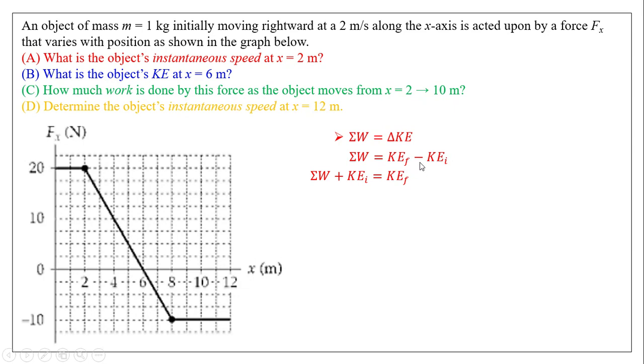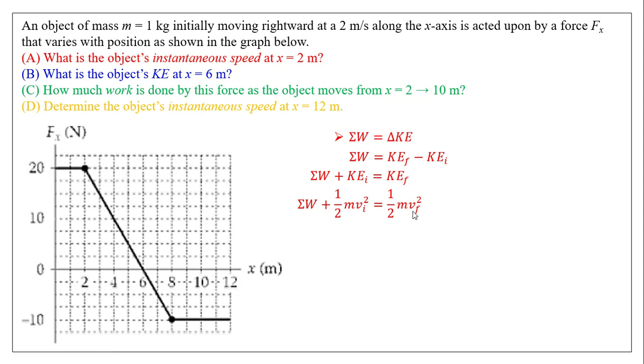So to get rid of negative KEi, I want to move negative KEi to the left side of the equation, which changes sign. So it goes from negative to positive. Here I have net work plus KEi, which is equal to KEf. I can break it down into 1/2 m vi squared for KEi. Net work I can find by using the area of the graph in just a second. And KEf I can break down into 1/2 m vf squared, because I need to find what Vf is at 2 meters.